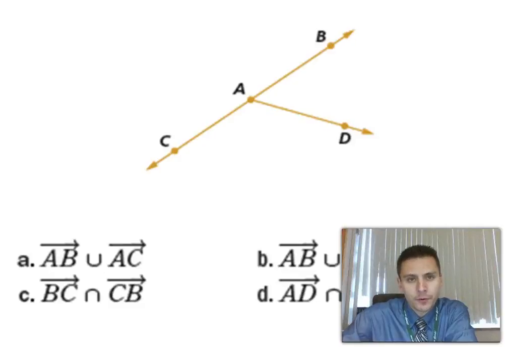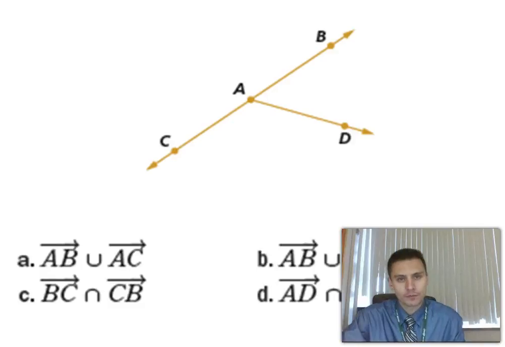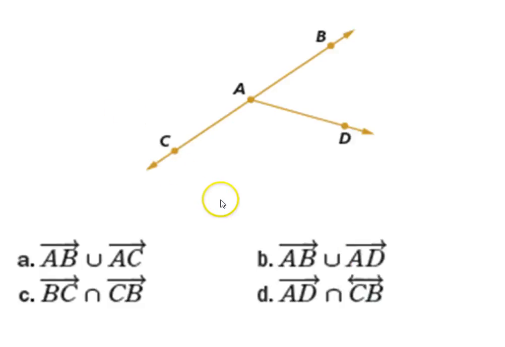Well, hello there. Mr. Buckle here with problem number 7 from your Geometry Chapter 2 self-test, where we are given this diagram here and we are asked to describe each of the unions or intersections or relationships that we have for A, B, C, and D. So here's this diagram here. We have a line and then kind of a ray coming out of the line.